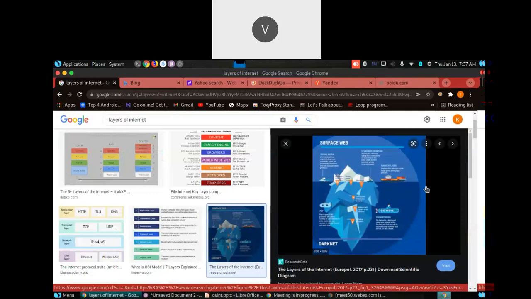So the upper part of the internet, which is almost 5 to 6% of it, is known as the surface web. What is the surface web? The part of the web which can be indexed.